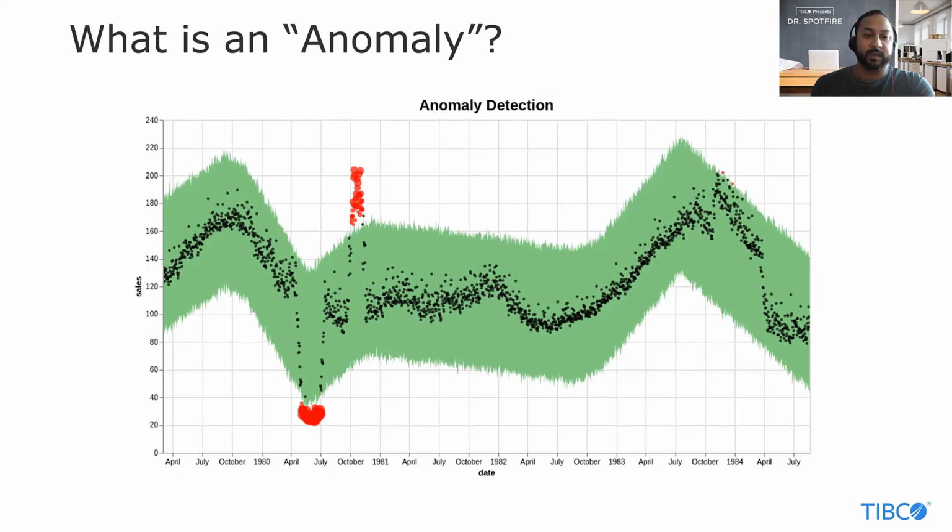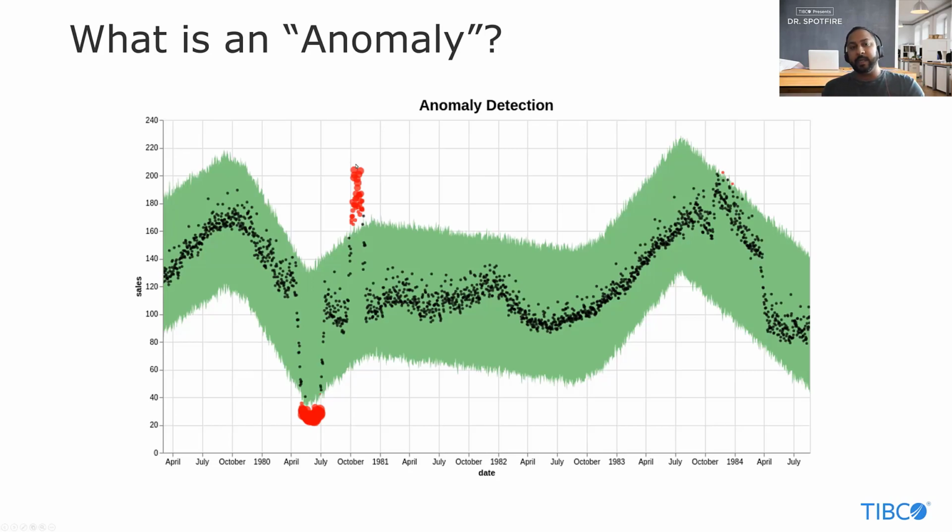So here you see these different black points, and this is actually sales over time. There's normal sales, and you can see it following this pattern. What could be considered normal is anything within this green range. And then there are these anomalies. There's some very low sales during this period and very high sales during this period. Those anomalies are in red.